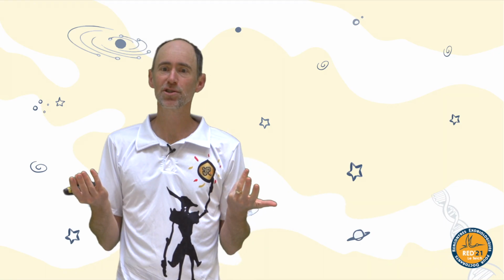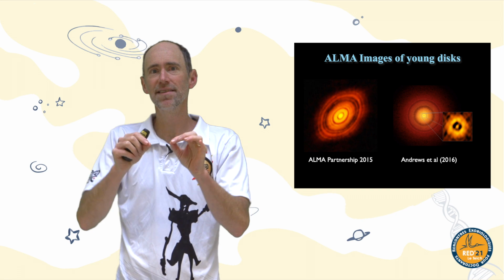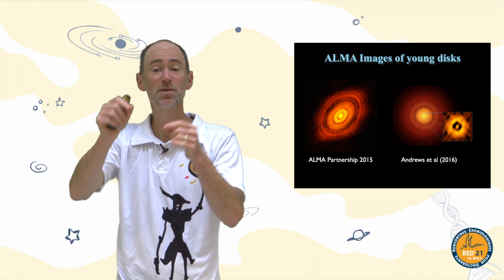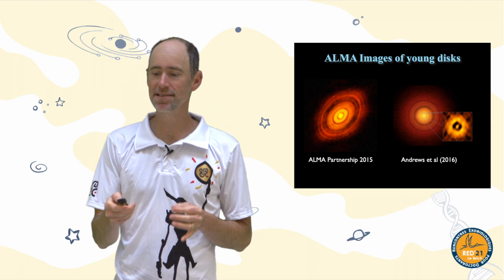And it's cool. You can see all sorts of detail. You can see little rings in there, little lanes, sometimes little clumps, sometimes spiral waves. There's lots of detail that we can see in there now.